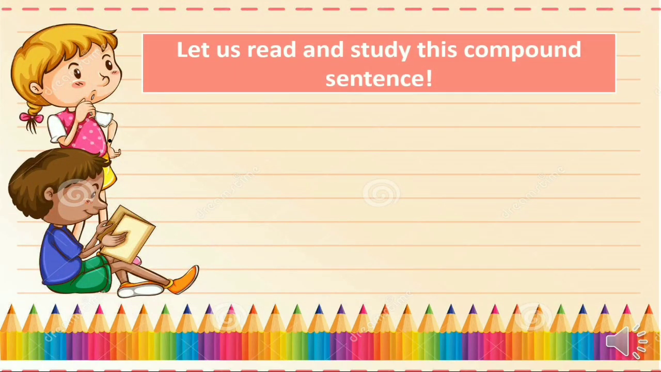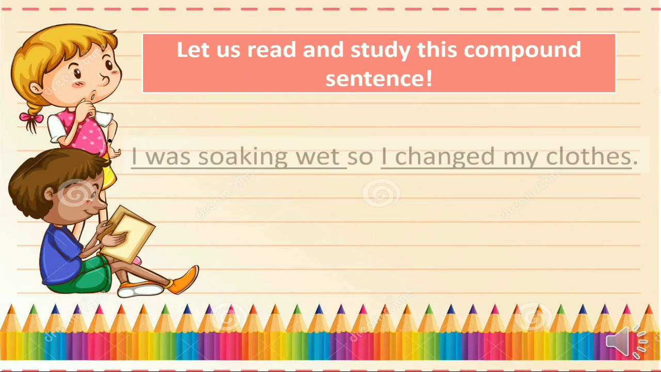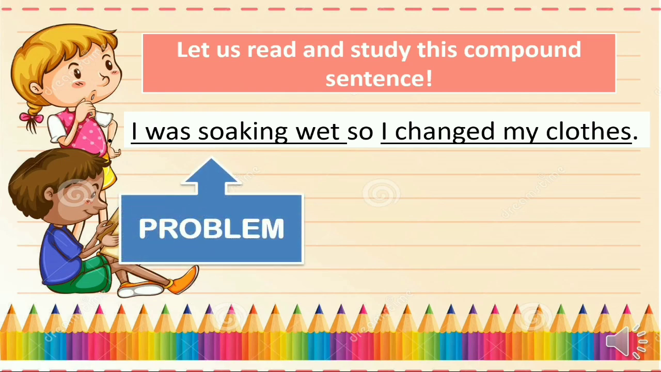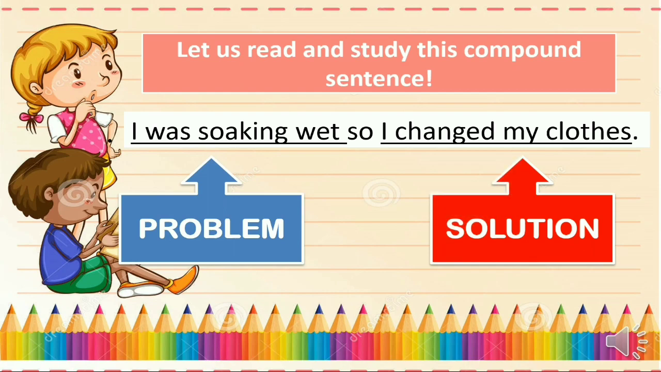Let us have another sentence. I was soaking wet, so I changed my clothes. What is the problem in this sentence? I was soaking wet. How about the solution for this problem? I changed my clothes. These two clauses are combined by the coordinating conjunction so.